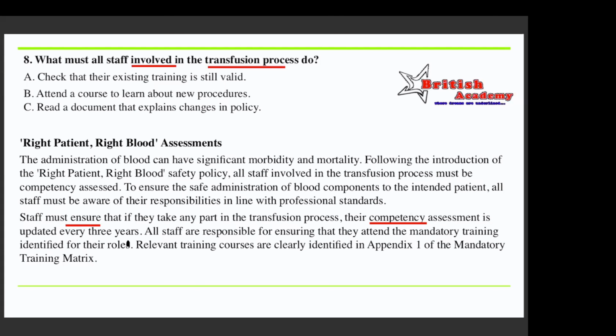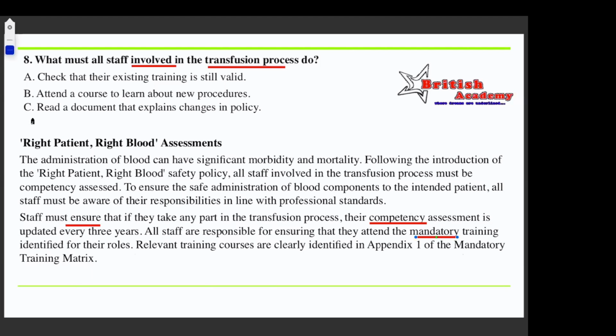Assessment is updated every 3 years. All staff are responsible for ensuring that they attend the mandatory training. Mandatory means required. There is no option for this. Everyone has to attend mandatory training identified for the roles. Relevant training courses are clearly identified in Appendix 1 of the mandatory training matrix.